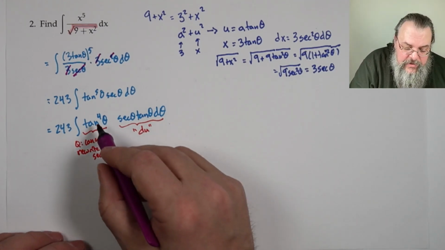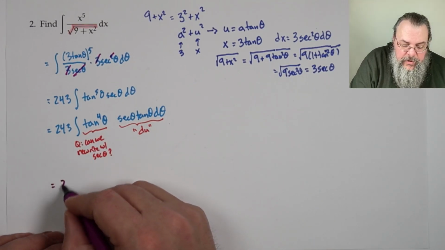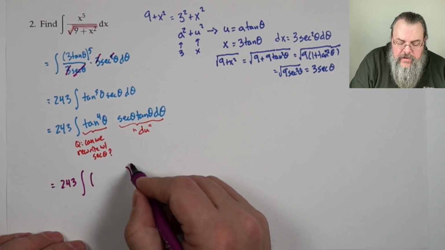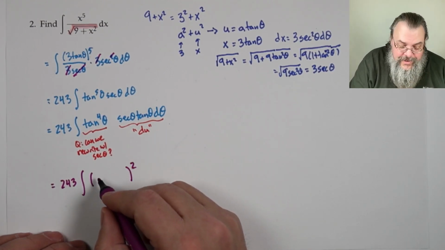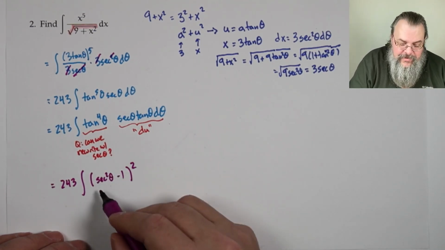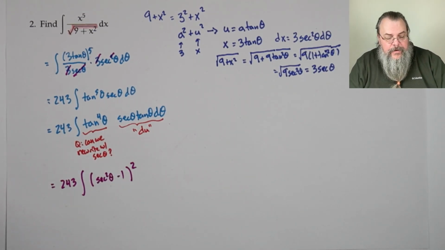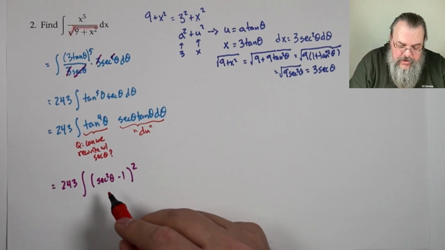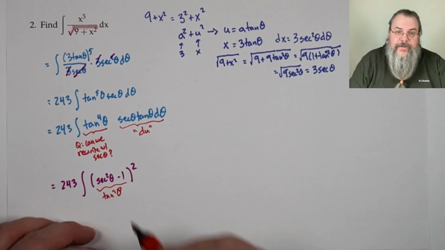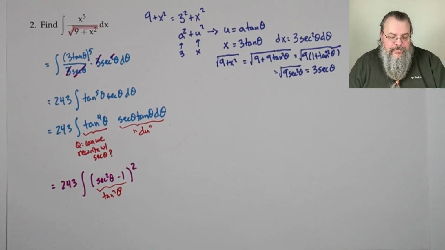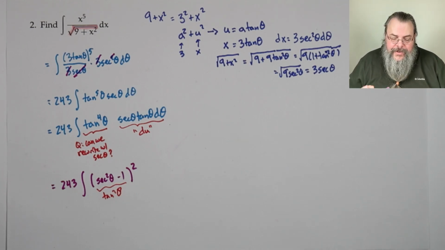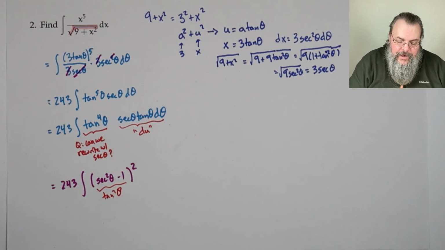Okay, so thinking of this as tangent squared squared, so we have 243 integral of, now what is tangent squared? It is secant squared minus 1. Okay, so this is our, now I should have made a note here, this is our tangent squared. All right, there we go. There's the note. Okay, so we've made our note. So we have our tangent squared squared. Okay, good. Now we're ready.